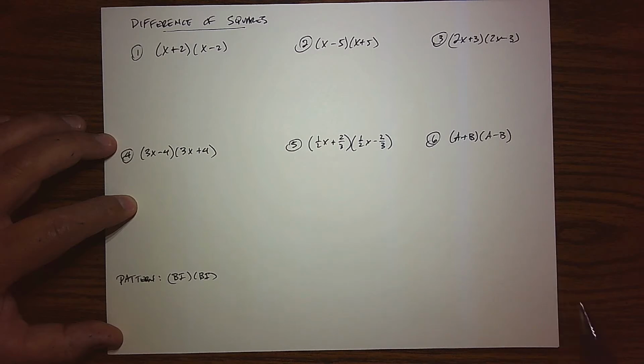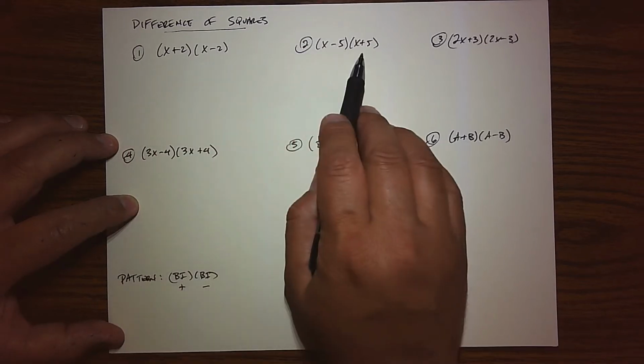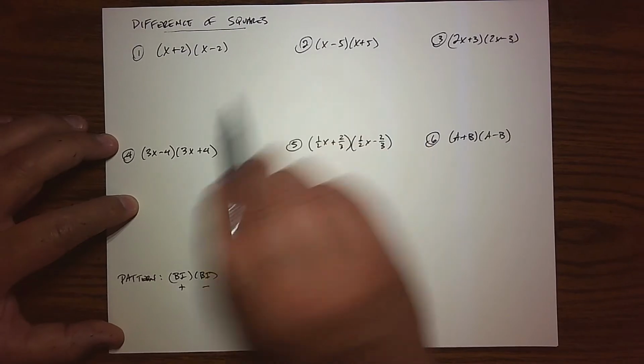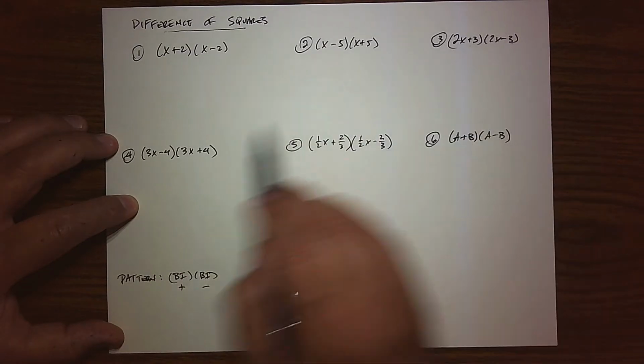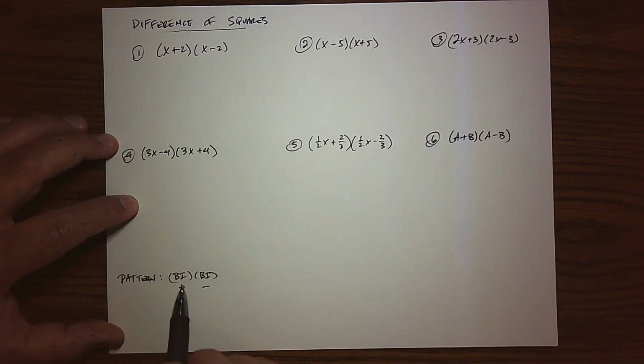The second thing is one of the binomials will be an addition statement and the other will be a subtraction statement. So let's go look at that. There's an addition statement, a subtraction statement. Flip-flop, but I have an addition statement, a subtraction statement. Addition, subtraction, subtraction, addition, flip-flop, addition, subtraction. So two binomials, one's addition, one's subtraction.